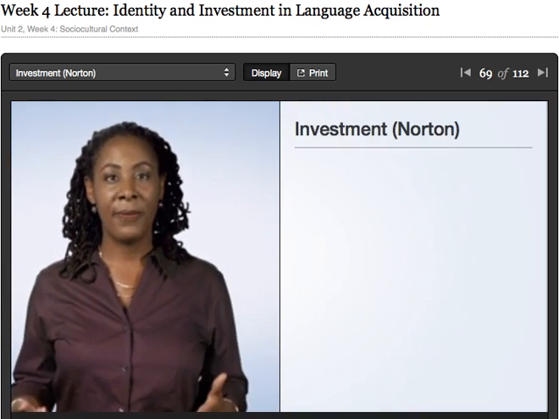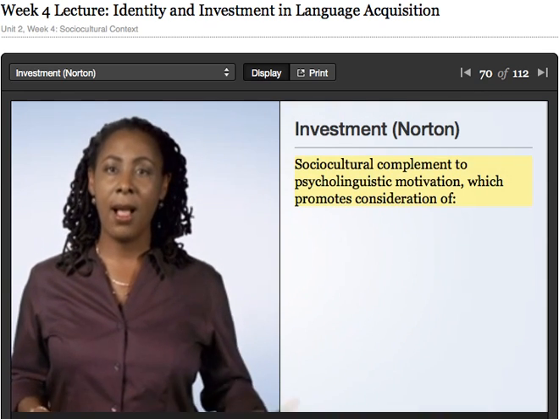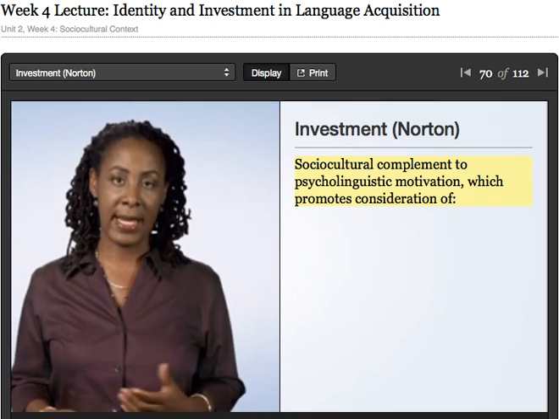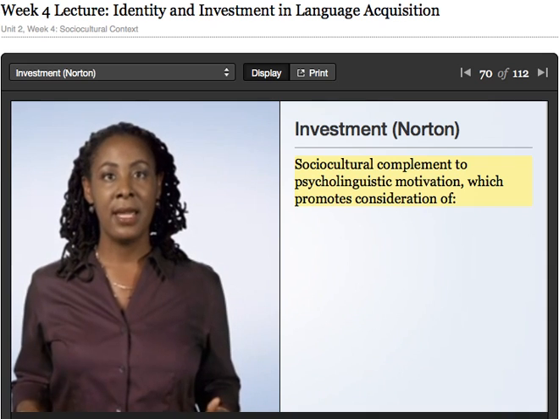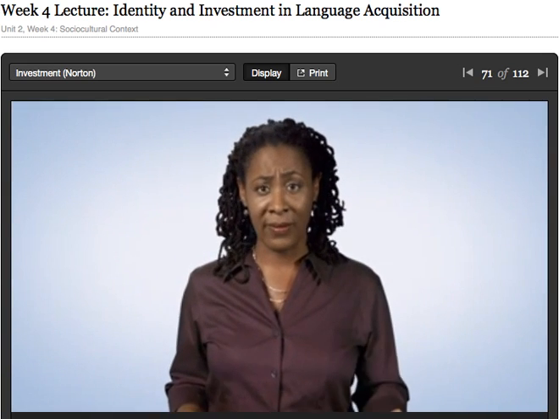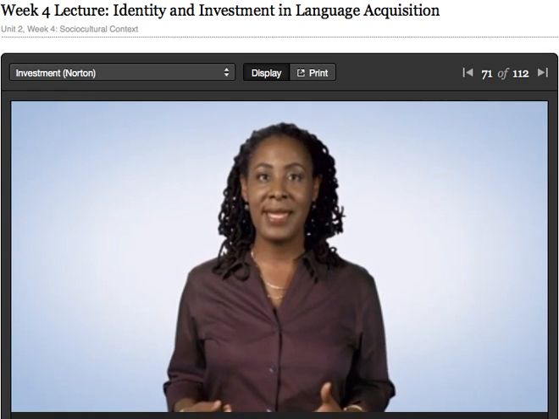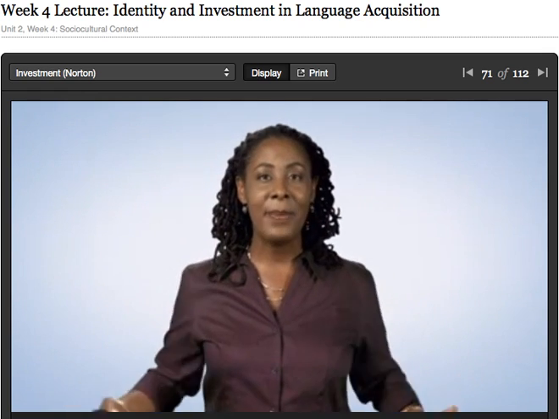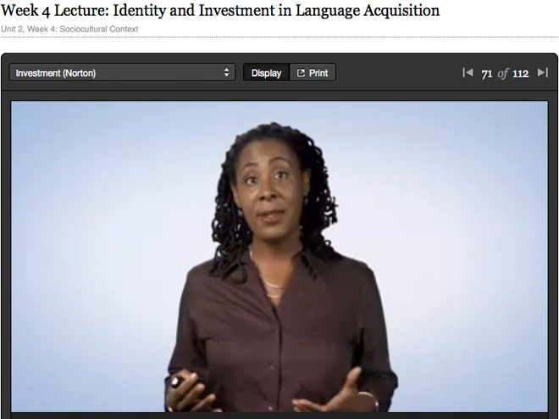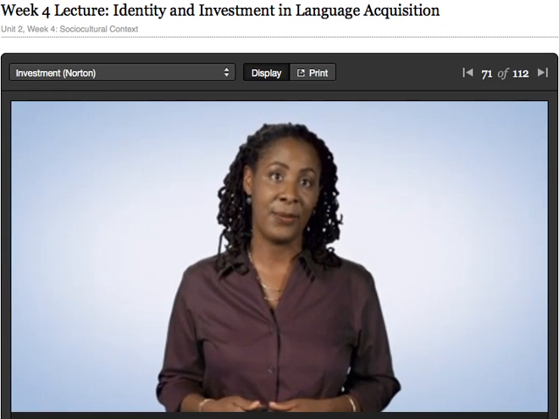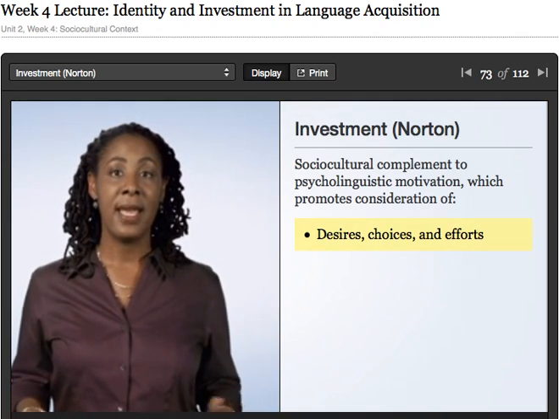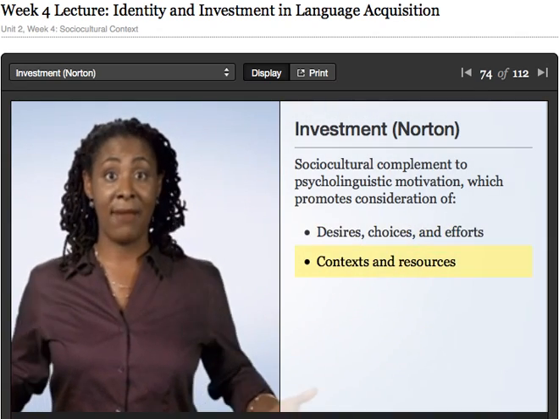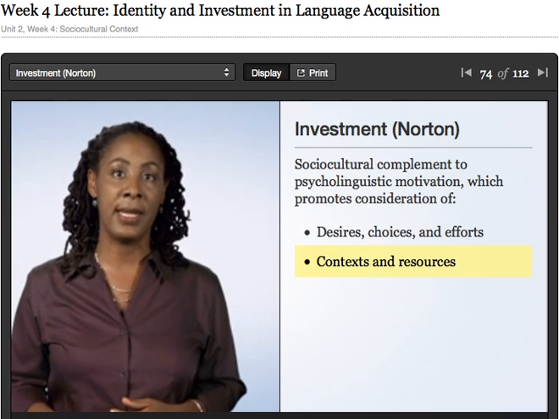So, Norton provides for us a sociocultural complement to psycholinguistic ideas on motivation and talks to us about this notion of investment. So, in addition to thinking about a learner's motivation to learn a language, we also have to think about their investment in what's happening around them as they're trying to learn a language. Their investment, for example, in the practices of our English language classroom. Investment asks us to think about a learner's desires, their choices, their efforts, the context around them, the resources that they have available to them.